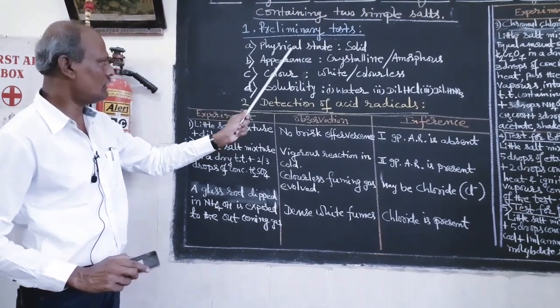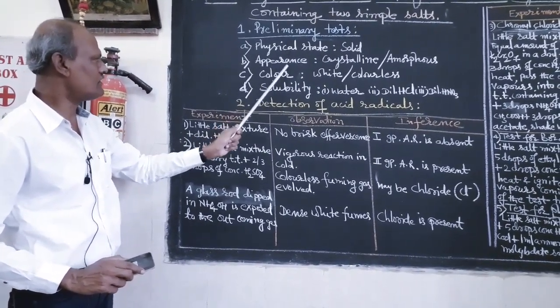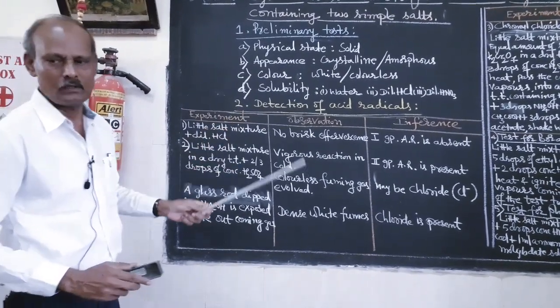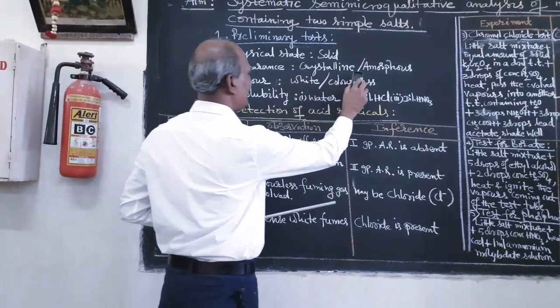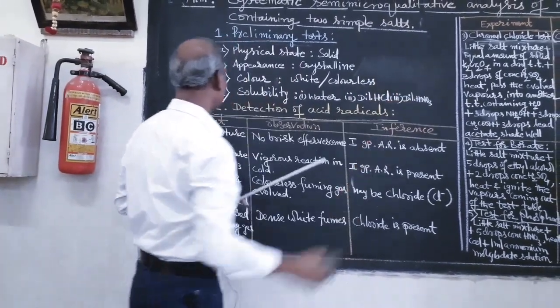Appearance, whether you write this or not, you must write the second one. The first and second put together, we can consider as one. Appearance: our salt mixture is crystalline. So I am removing this amorphous.